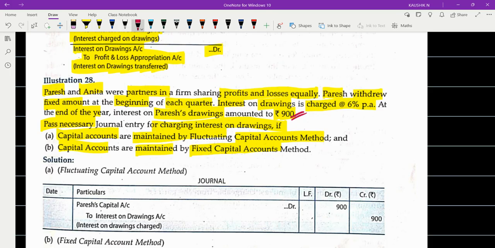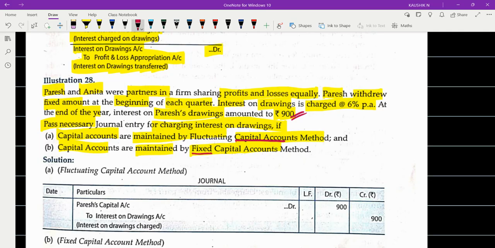What's the amount that they have given to you as interest on drawings? Rupees 900. Good. So now we have two methods of maintaining the partner's capital, fixed method and fluctuating method. When you maintain the fluctuating method, you use only the partner's capital account. When it is the fixed method, you use the partner's current account. Keep that in your mind.